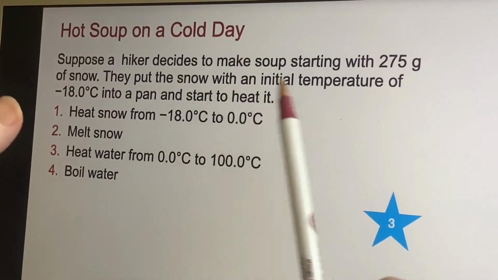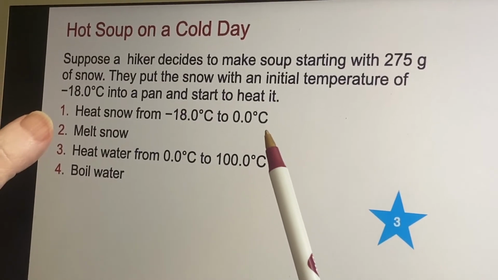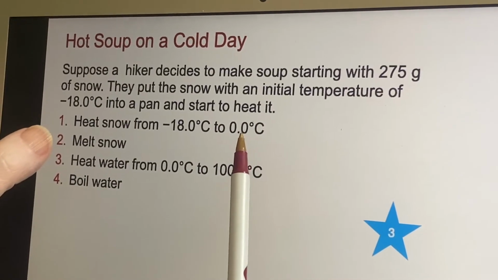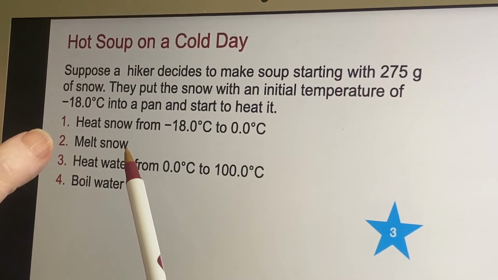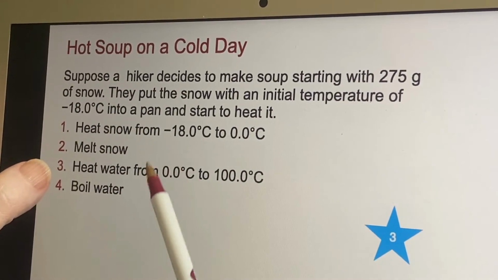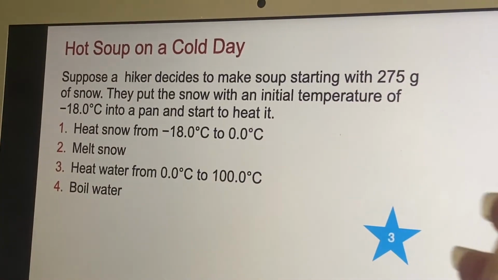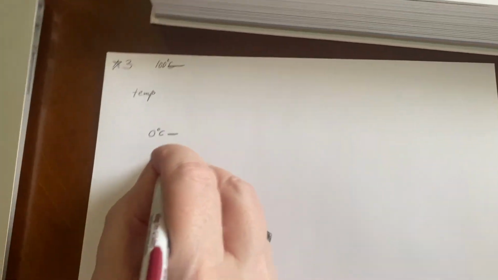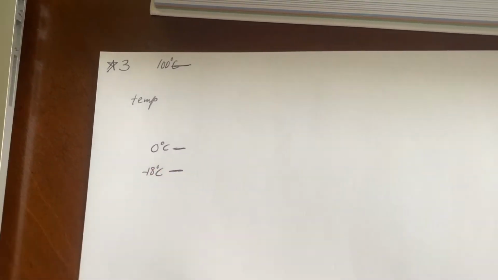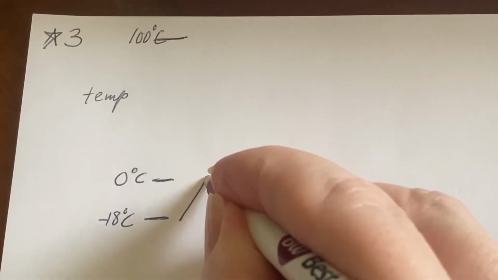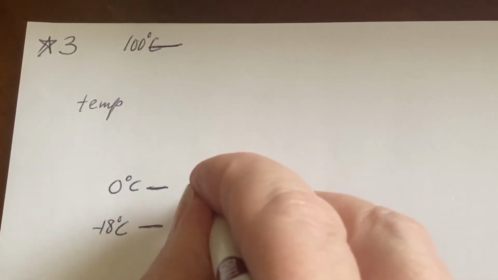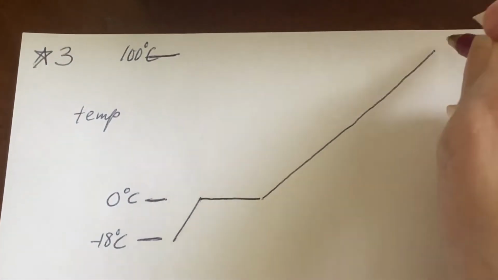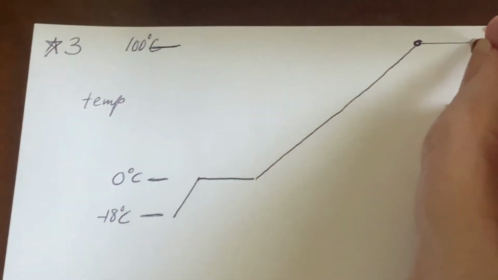So what does this mean in terms of a heating curve? Well, first of all, it means that he has to heat the snow up to the melting point, right? Then he's going to have to put in enough energy to melt it. Then he has to heat the water itself up to the boiling point. Then we'll be boiling the water and then he can actually make a soup, right? So we're just going to draw this on a situation. Here's where he's starting, this negative 18 degrees Celsius. He has to heat the snow until it finally starts melting. Then he has to melt the snow. Then he has to heat the water up. And we're going to stop right there because we don't know how long he's going to boil it.